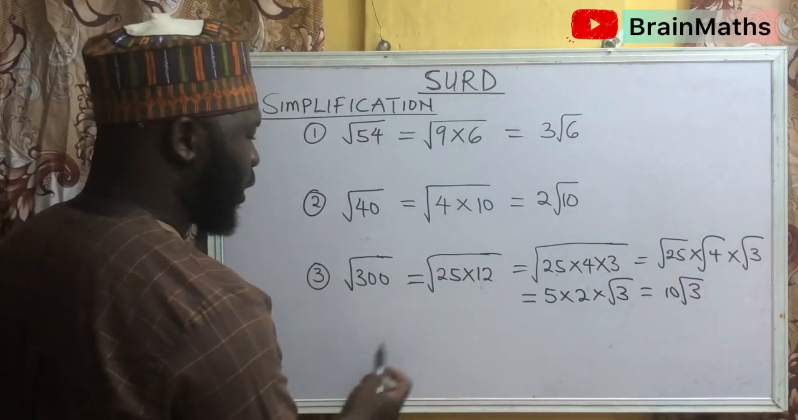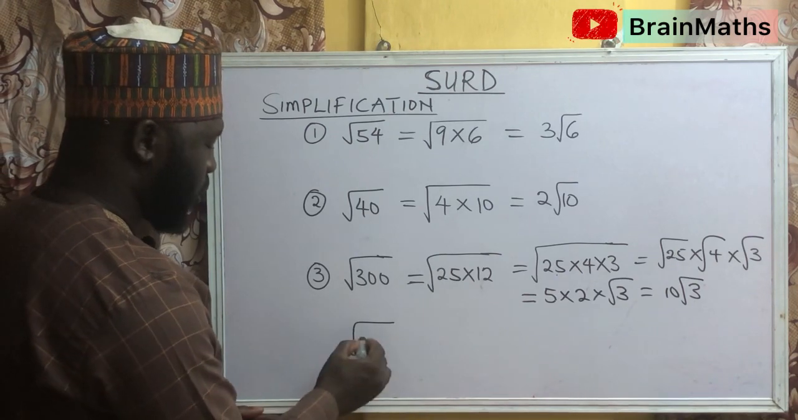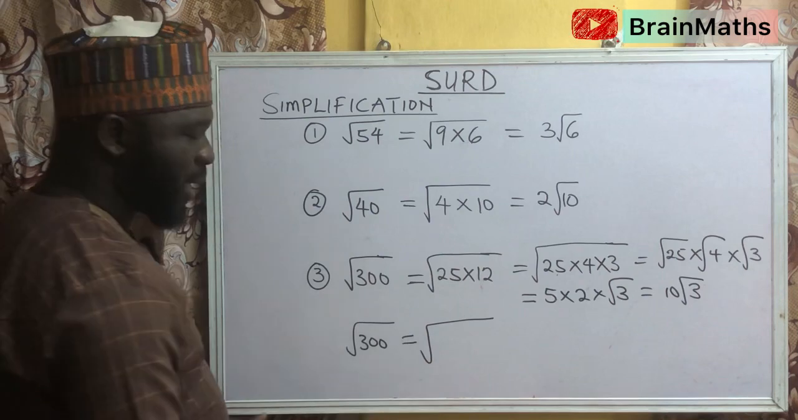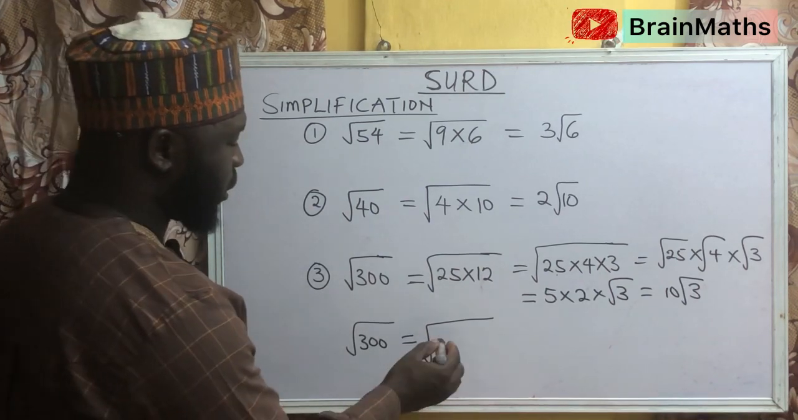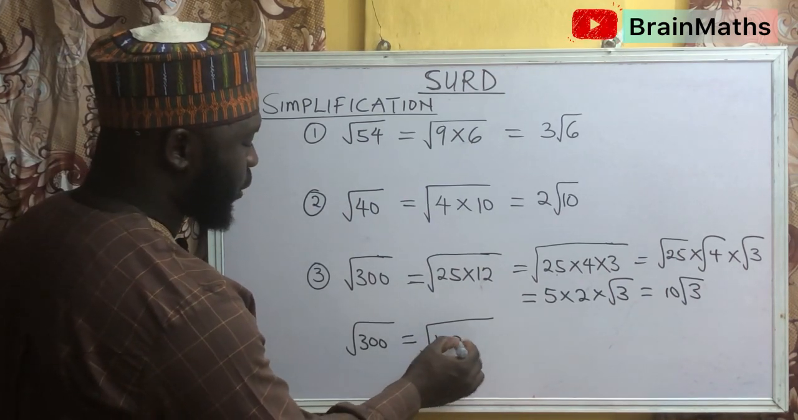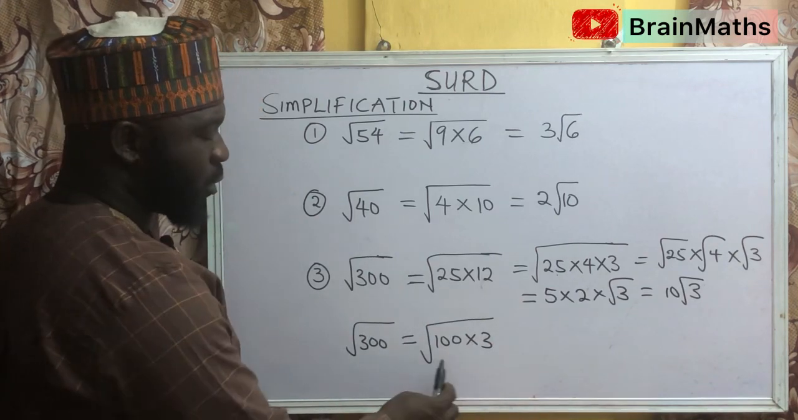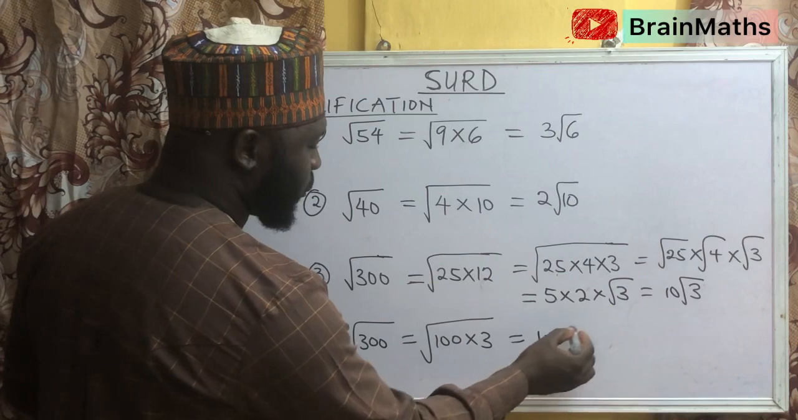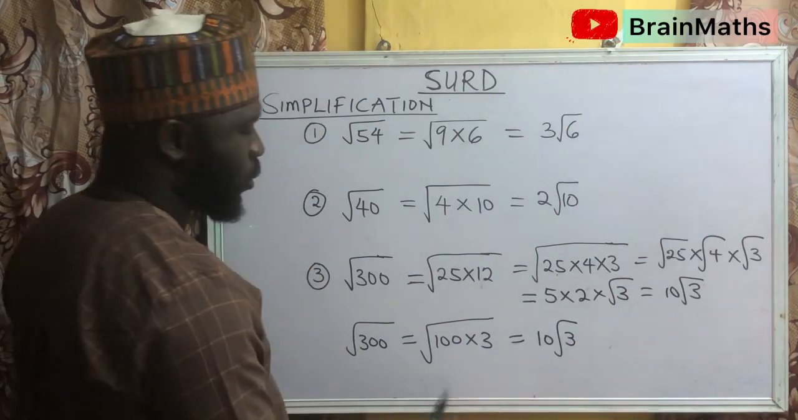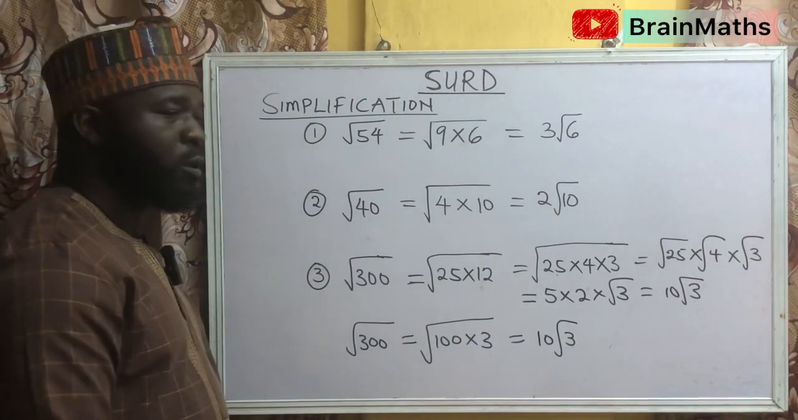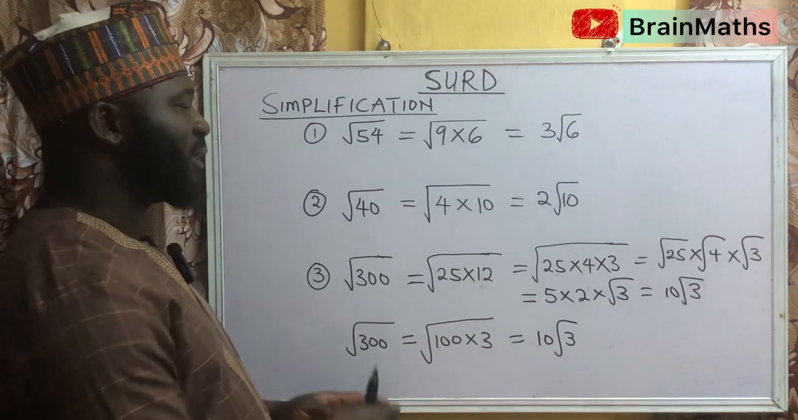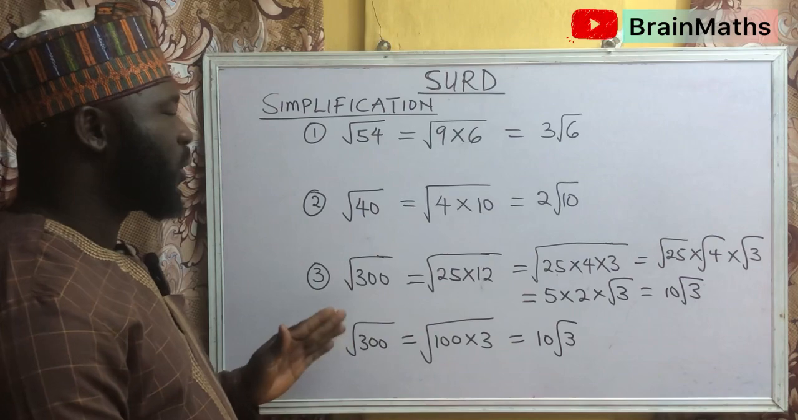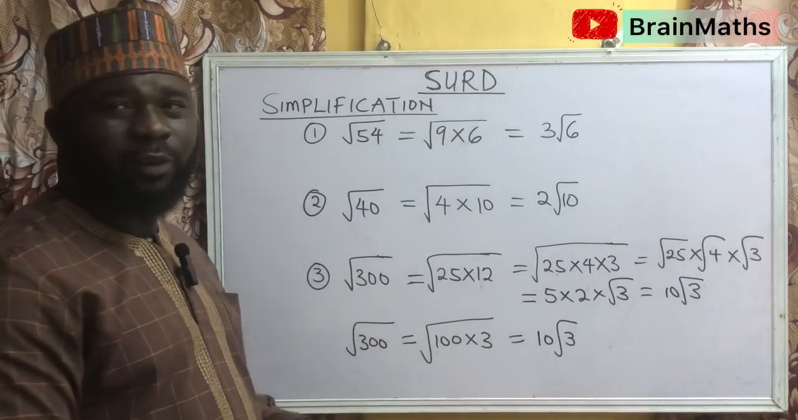And if we choose to do it the other way around, the one I mentioned earlier, let's see if we are going to get the same answer. We have 300, that is giving us 100 times 3. 100 is a perfect square, and that is 10 root 3. So whichever way you go, you are still going to arrive at the same answer, provided you choose the correct multiples of whatever is given to you.